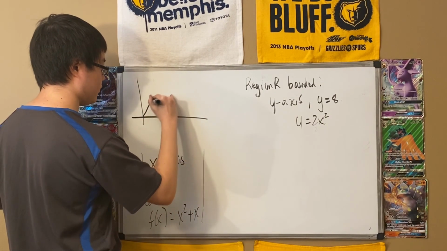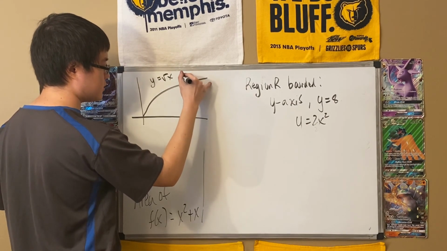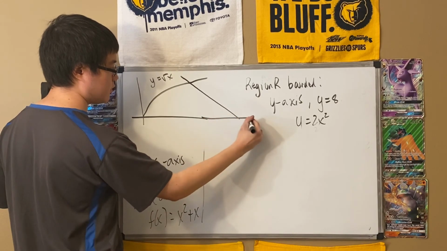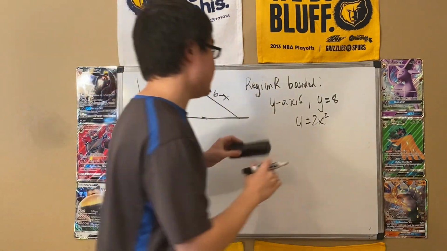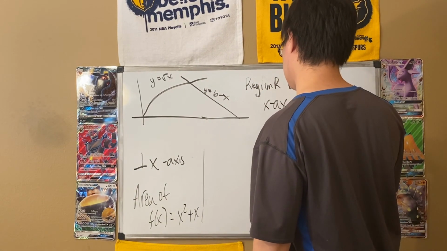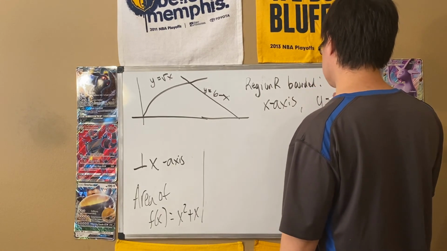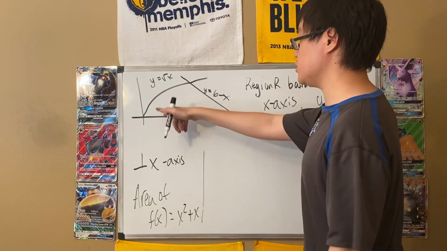We're going to have square root of x. We're going to somewhere across right here. And this line is going to be 6 minus x. And the region is going to be bounded by the x-axis this time. Then it's going to be the line y is equal to square root of x. Y is equal to 6 minus x. So it's this region right here.